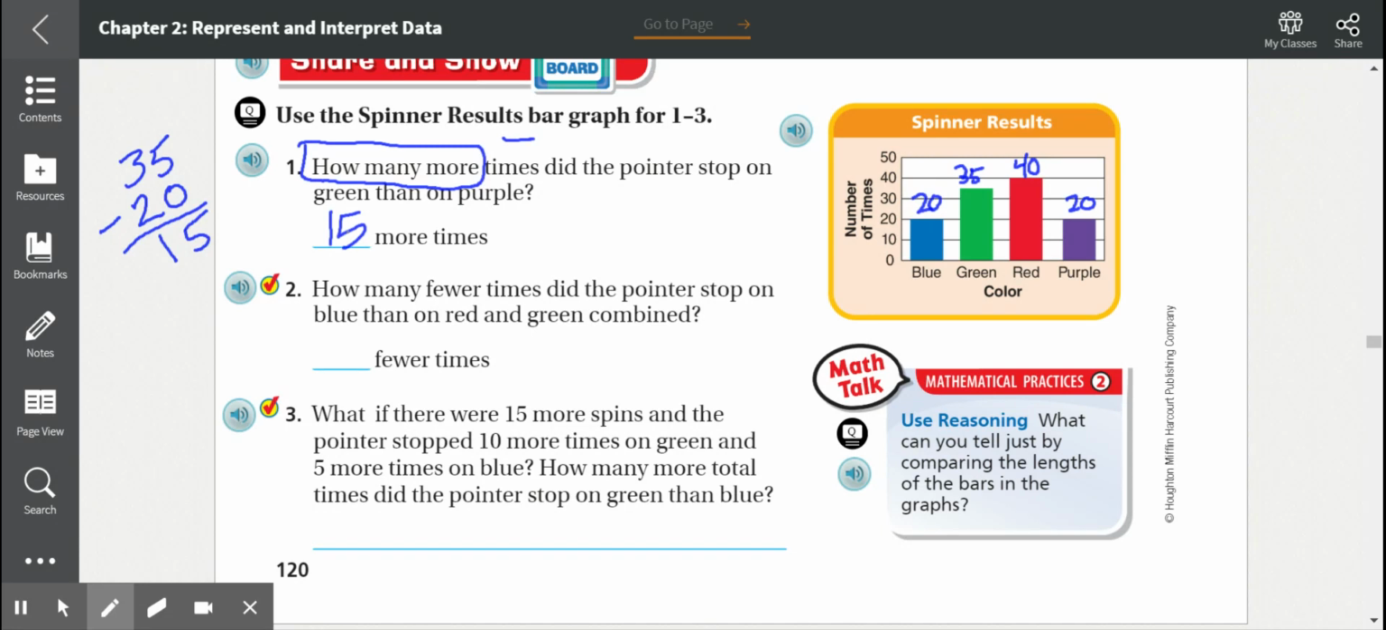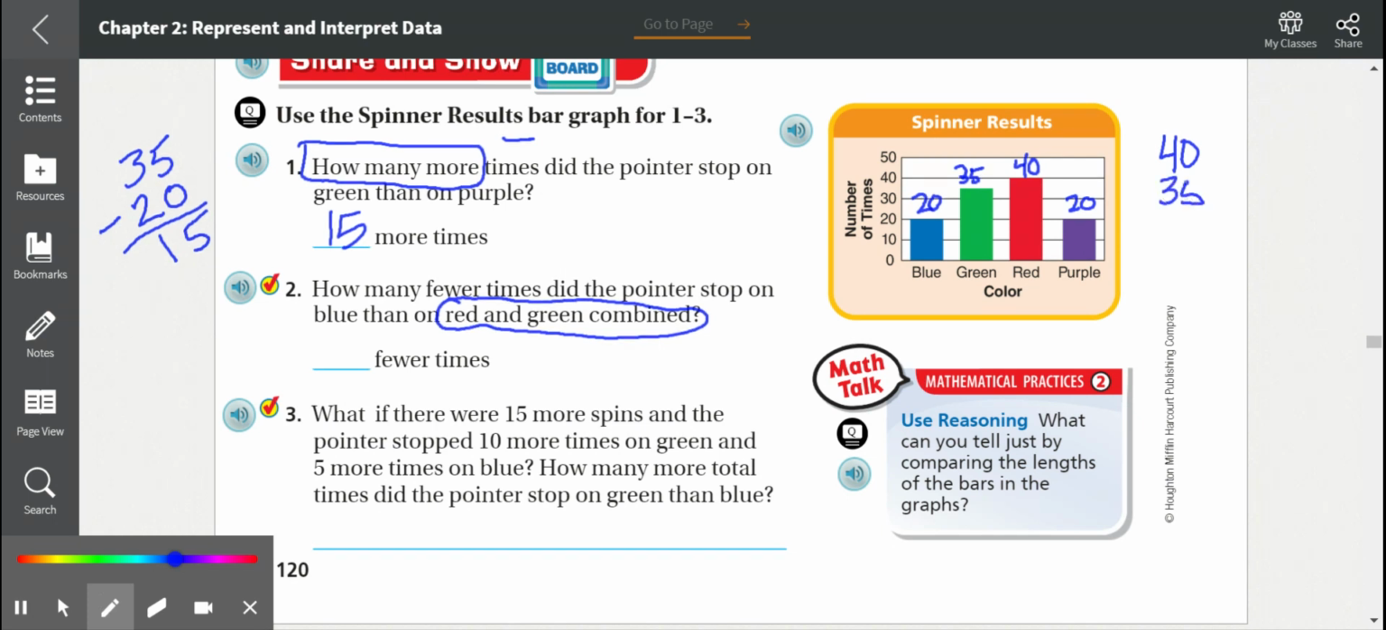Number 2, how many fewer times did the pointer stop on blue than on red and green combined? So this is just like the one we just did with the cans. We're going to start with red and green combined. Add those two together. So red is 40 and green is 35. Add them together. 0 plus 5 is 5. 4 plus 3 is 7. So it stopped on red and green 75 times, but we want to compare that to blue.